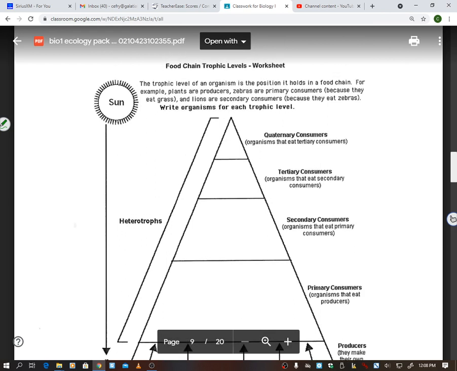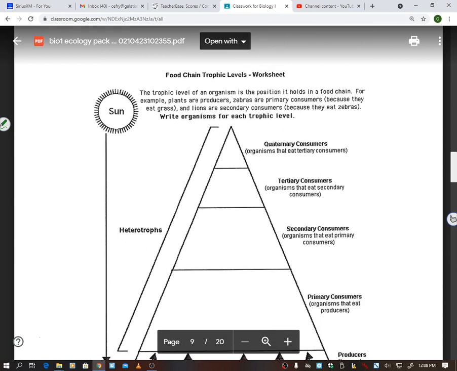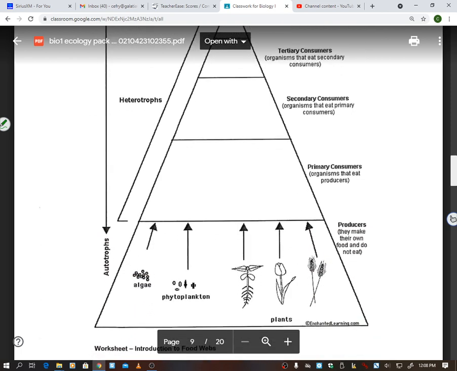Now this, it says the trophic level of an organism is the position it holds in a food chain. For example, plants are producers, zebras are primary consumers because they eat the grass, and lions are secondary consumers because they eat zebras. Right, organisms for each trophic level. So I'll be looking at this and see what you do. It didn't have to be the zebras, the lions. It could literally be, I'm going to put grasshopper here, and you could have more than one organism in here. A bird eats a grasshopper, and a hawk might eat that smaller bird.